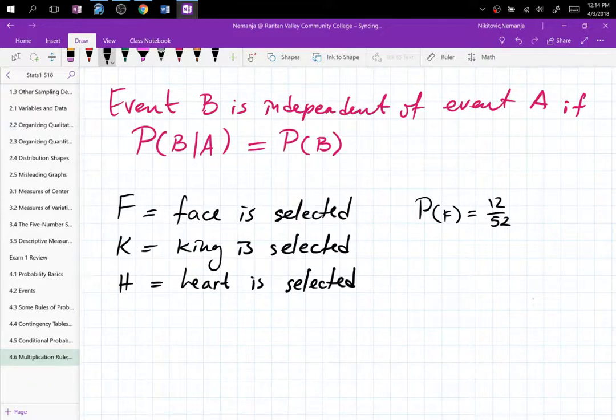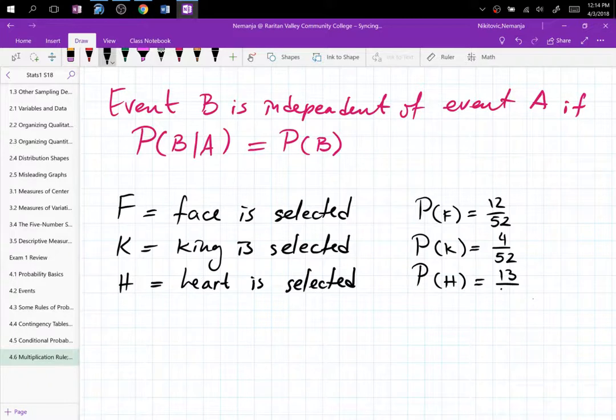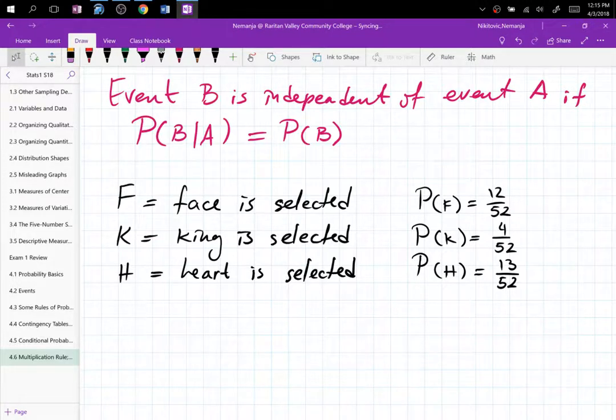What is the probability that king is selected? 4 over 52, very good, because there are 4 kings, right? 2 black, 2 red. Each suit has exactly 1 king, so there are 4 suits, 4 kings, 4 over 52. And then heart is selected. 13. Very good, 13 hearts. So we have our probabilities for the basic stuff. This is what we did on day 1 for probability last week.